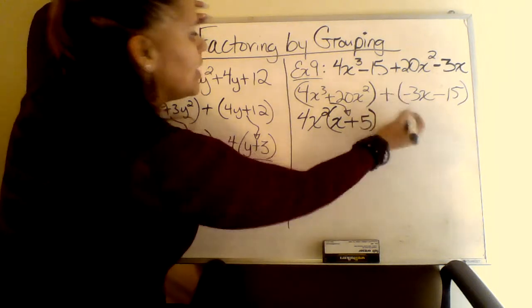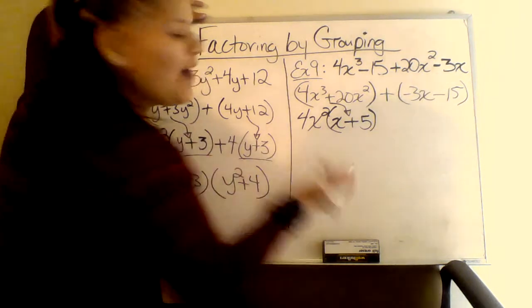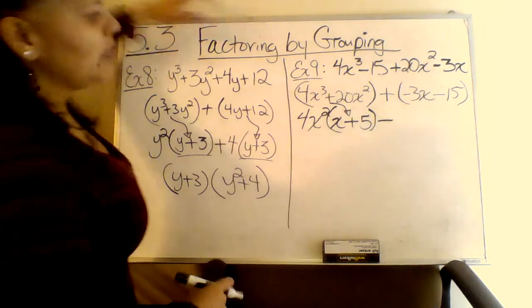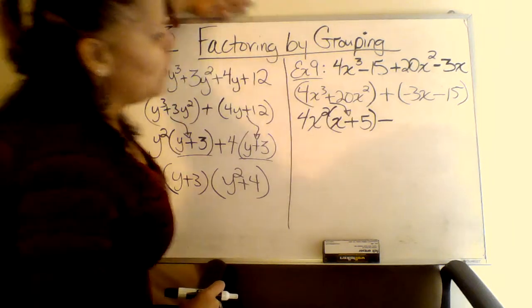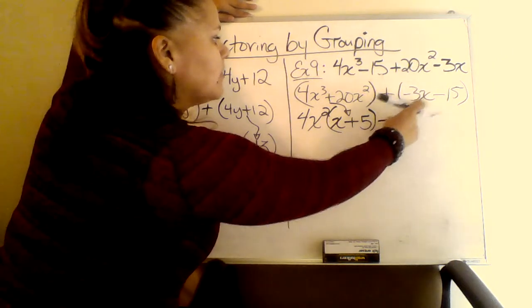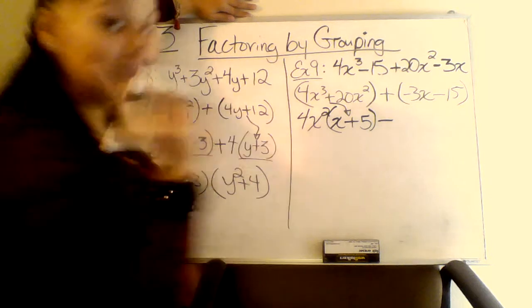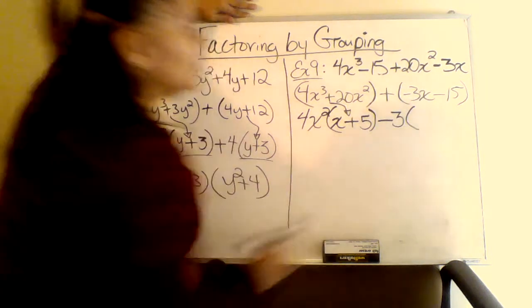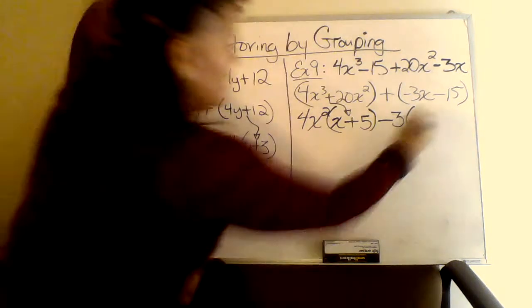Now plus, but now notice these two are negative. I want to pull out a negative. I want to make it neat. No negatives on the inside. So I bring out a minus. So what do these two have in common? 3. Does it go into 15? Yes, it does. So I pull out that 3. So there's no common variable, so I leave the x.